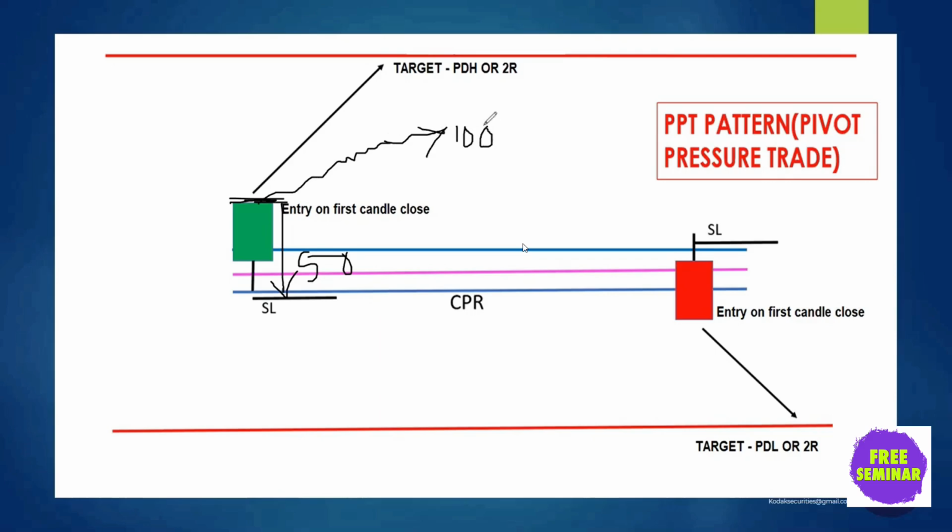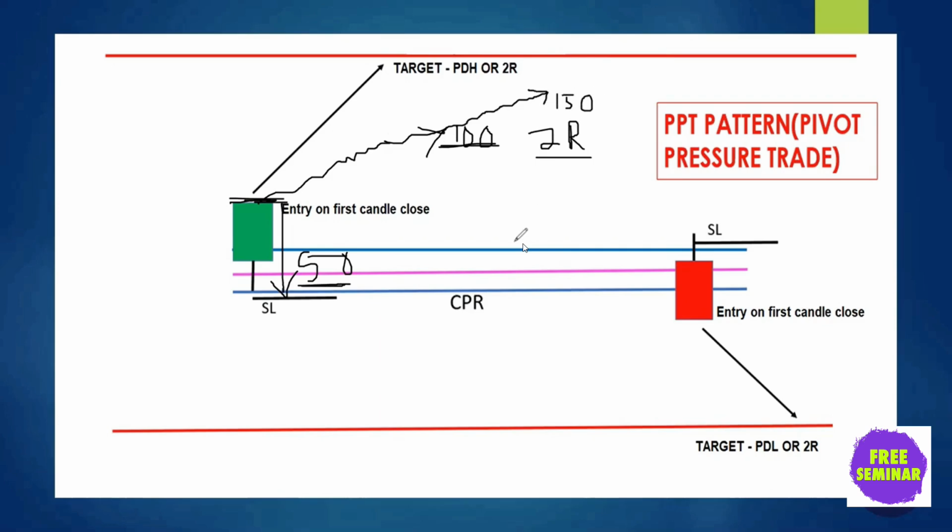How much is your risk reward? How much was the risk? 50 points. You made a profit of 100 points. That is 2 times the risk, twice the risk. That is what 2R means. Risk is 50 points, you made 100 points profit. That is, you made 2 times your risk. That is what 2R is.